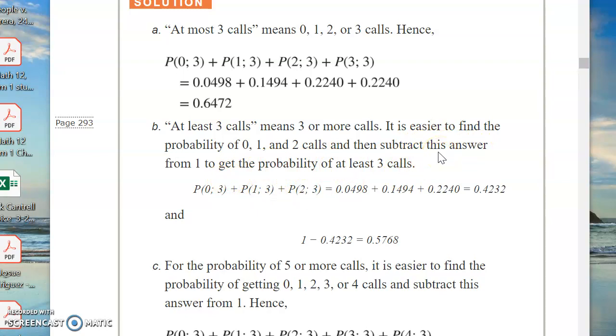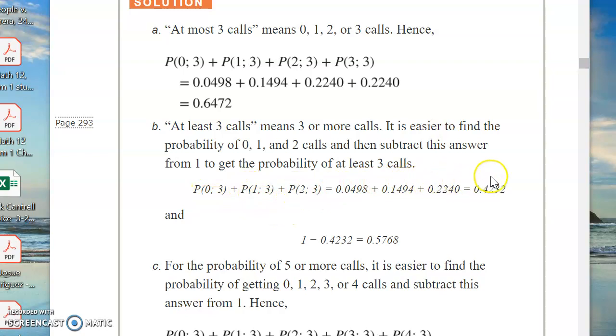We've done this before where if it's too hard to calculate the one thing, we calculate the complement and we subtract that from 1. So that's exactly what's going on here. At least 3 means 3 or more. So we calculate the probability of 0, the probability of 1, and the probability of 2.